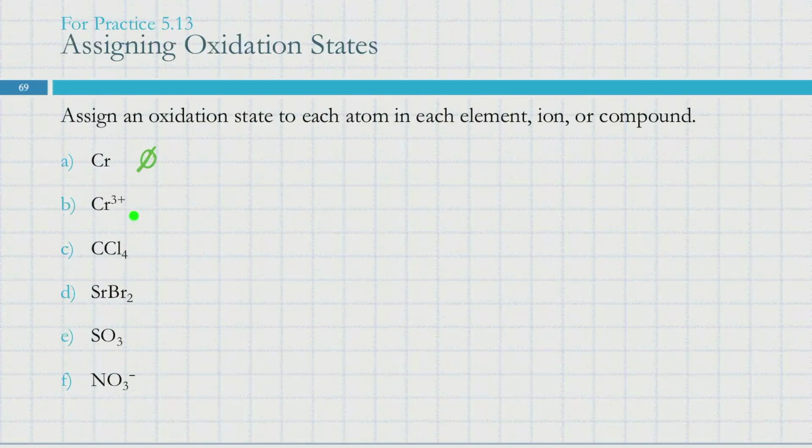Now we've got chromium, but it's charged. It's an ion. What's our oxidation state for things that are charged? It's the same as whatever the charge is. So this is +3.